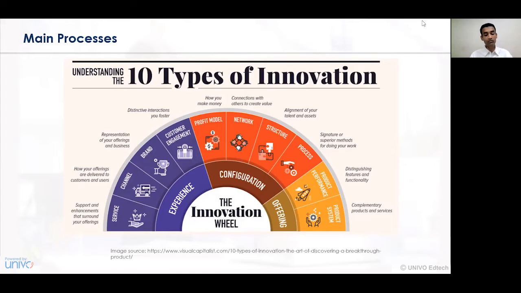The third perspective of the innovation wheel is the offering. What we are offering and delivering to the customers plays a very important role in identifying and assessing the ultimate delivery to the consumers. Now, the first perspective in this consideration is product performance. Product performance plays an important role in identifying the distinguishing features and functionality of a certain product.